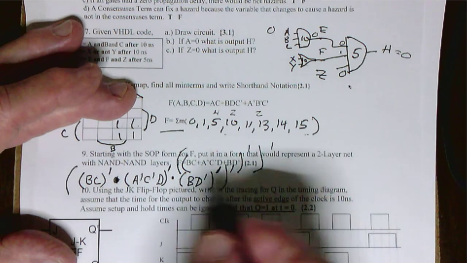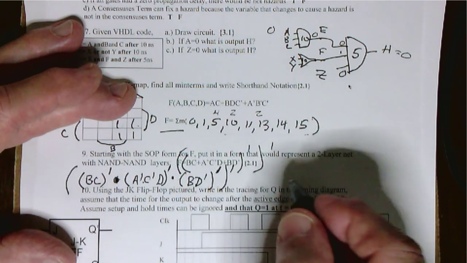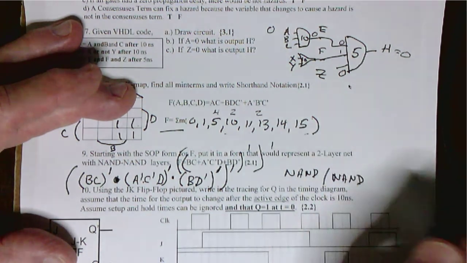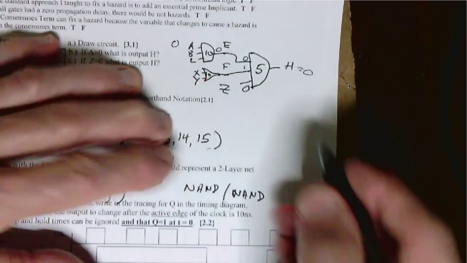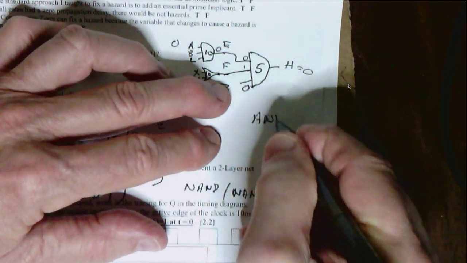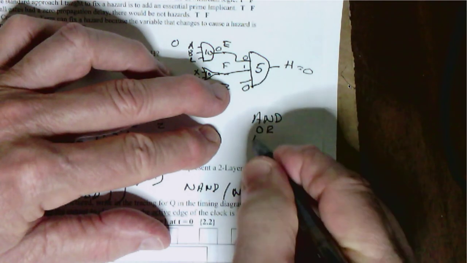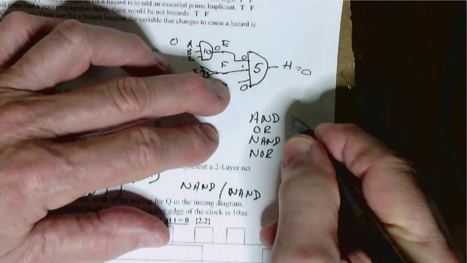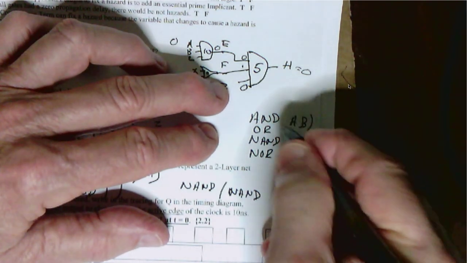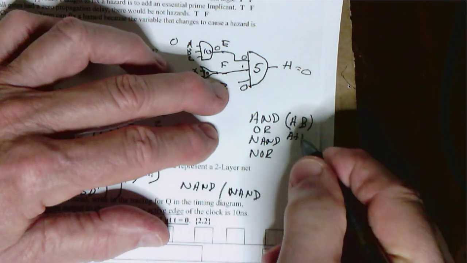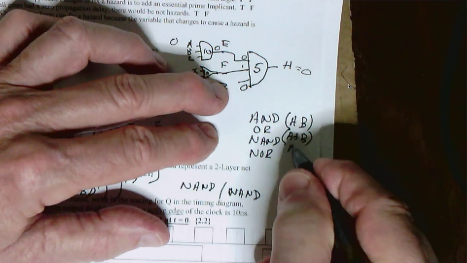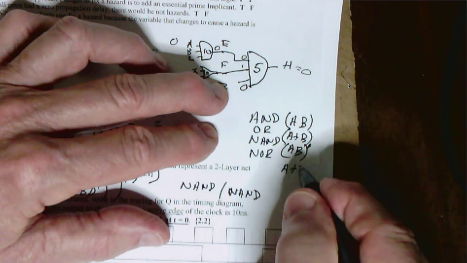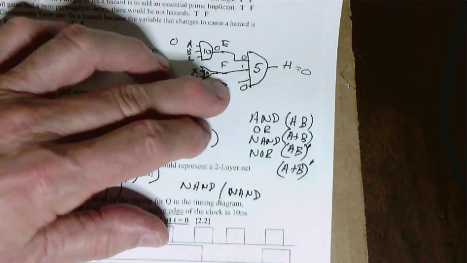So the whole thing's a NAND gate, NAND gate, NAND gate, NAND gate. That's NAND, NAND form. Remember, if we look at these gates, so AND, OR, NAND, and NOR, they look like this. So AB, that's an AND gate. A plus B, that's an OR gate. AB with an invert on it is a NAND gate, and A plus B with an invert is a NOR gate.